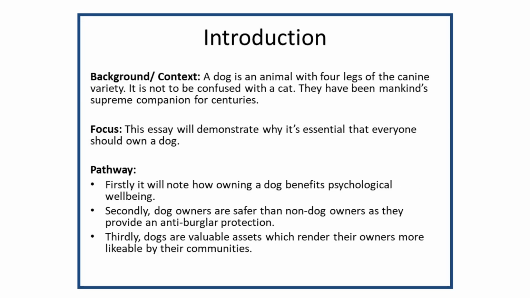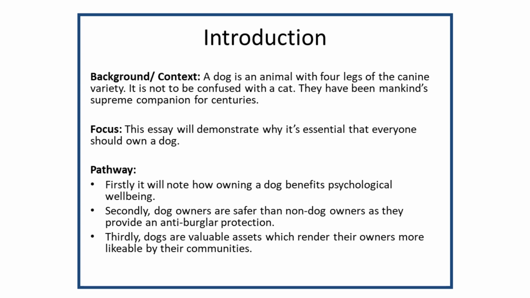And here is the breakup of the parts of this introduction as I noted. So as you could see, I do have some background and context in my introduction, just a couple of sentences defining what a dog is and why that might be important. Then I move right into the focus, or the argument of my essay. And you see I've said the essay will demonstrate why it's essential that everyone should own a dog. So you know this is the main focus, the theme, the argument of my essay, and the entire essay will be aiming to persuade readers of this point.